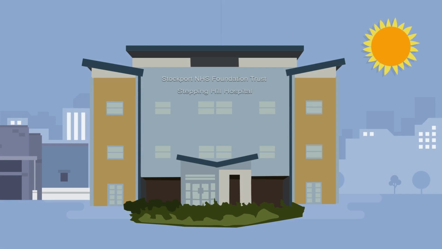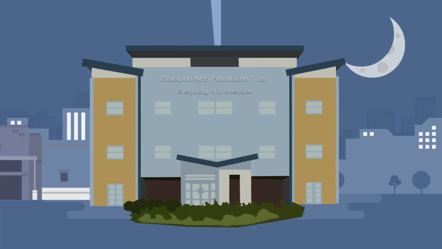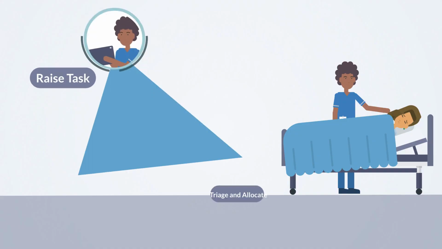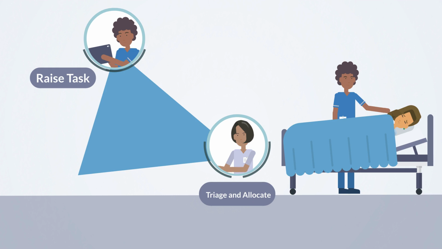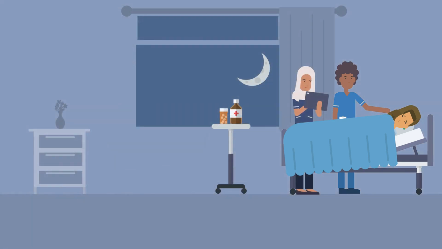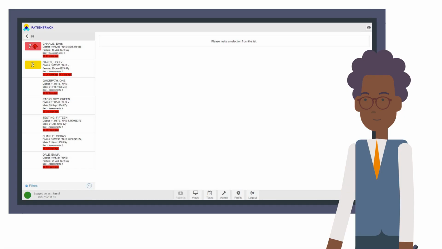Out-of-hours tasks should only be used between the hours of 4:30 p.m. in the evening and 7:30 in the morning. Using Patientrack, you're able to raise a task which will be sent to the out-of-hours team for triage and allocation to a doctor who's on shift. Let's take a look at how this works on Patientrack.